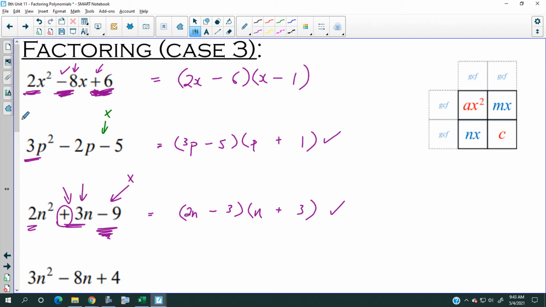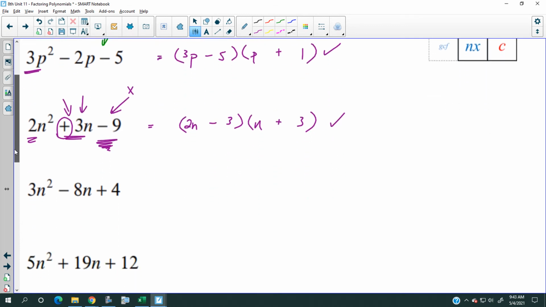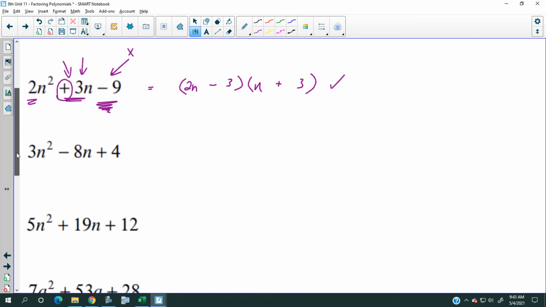Like, every single one of you can multiply and add with positive and negative numbers. So that's not the issue here. I just want to give you a little more encouragement with that. Okay, all right, let's keep going.